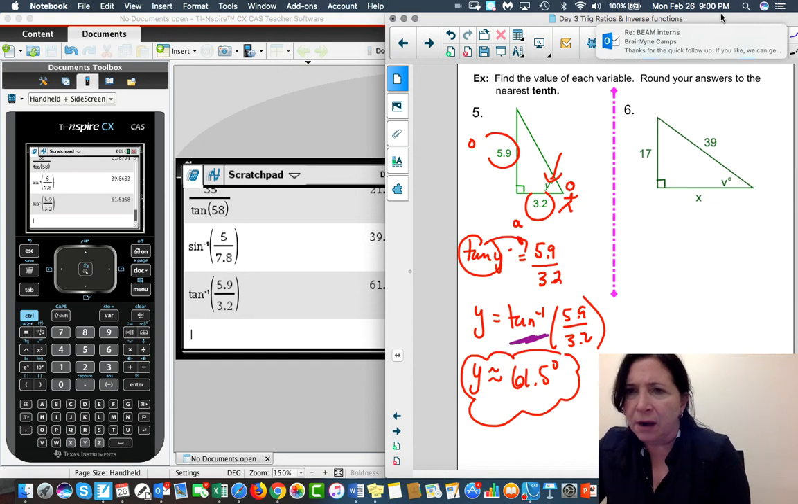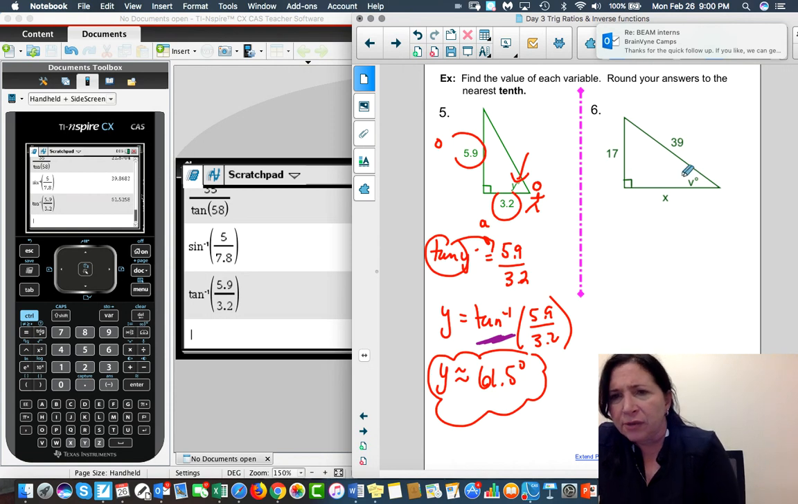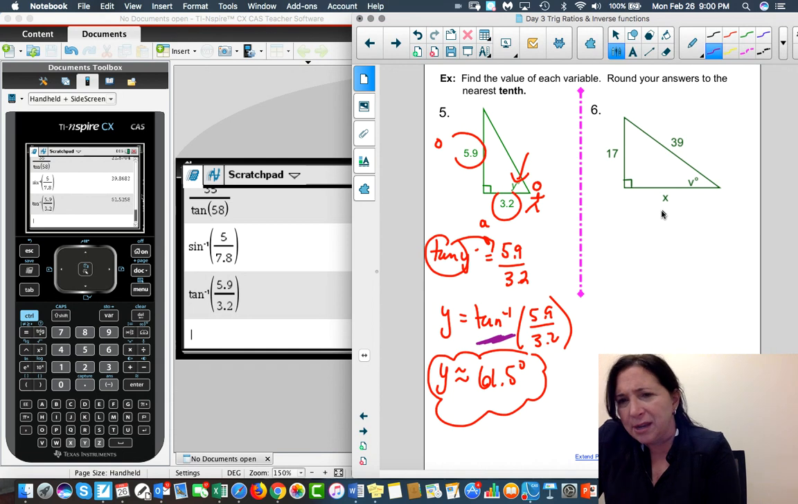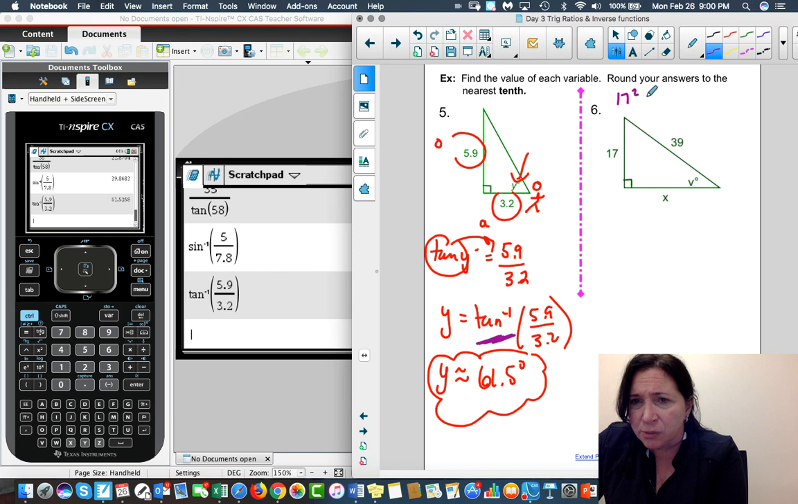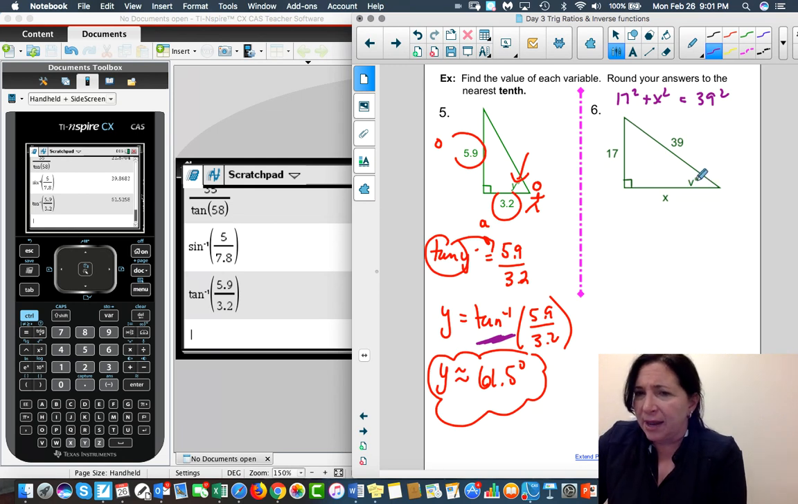Okay? All right. So the next thing we're going to do is try to find x. So I can use a couple of things. I can use Pythagorean Theorem. I can go 17 squared plus x squared is equal to 39 squared because I have all the sides, right? Except for one. And so you could do that. That's option A. You also could, once I find an angle, use sine, cosine, or tangent.